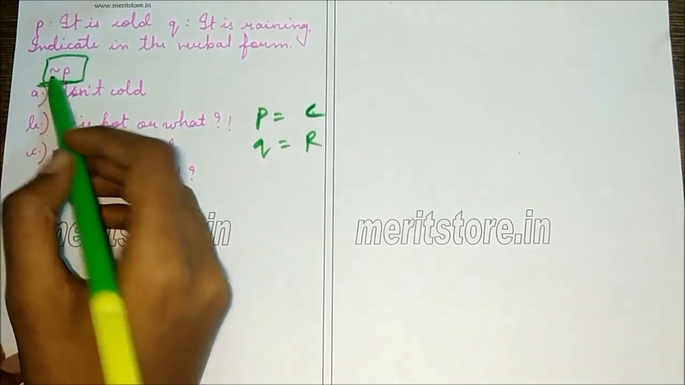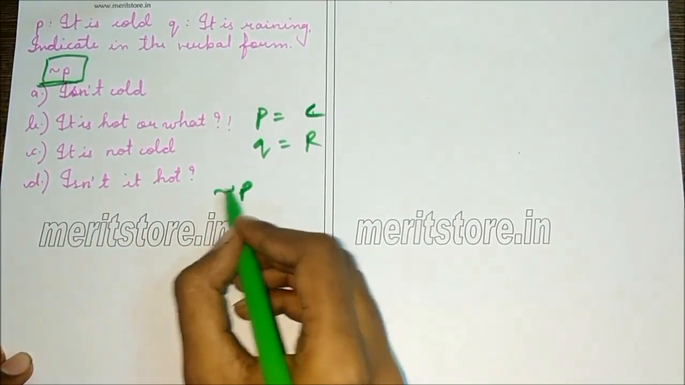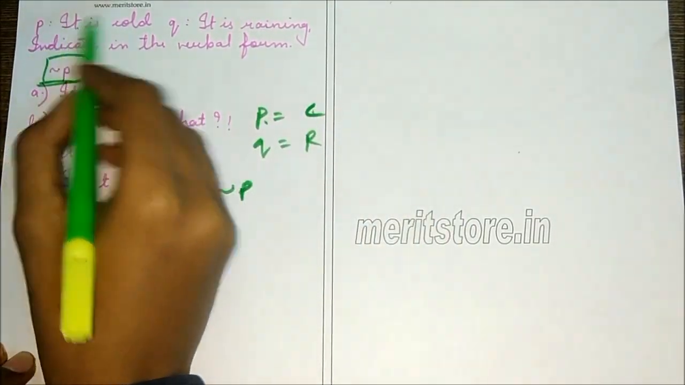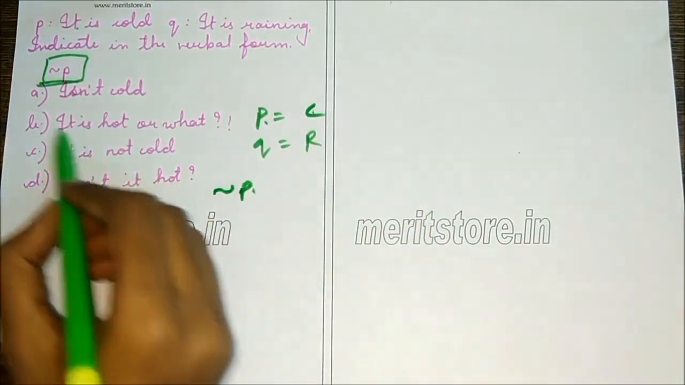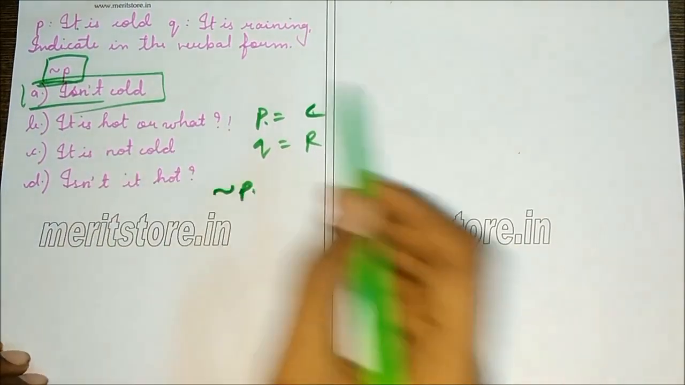So the symbol given is negation of P. P means it is cold. So negation of P means it is not cold. So the answer is A, it isn't cold.